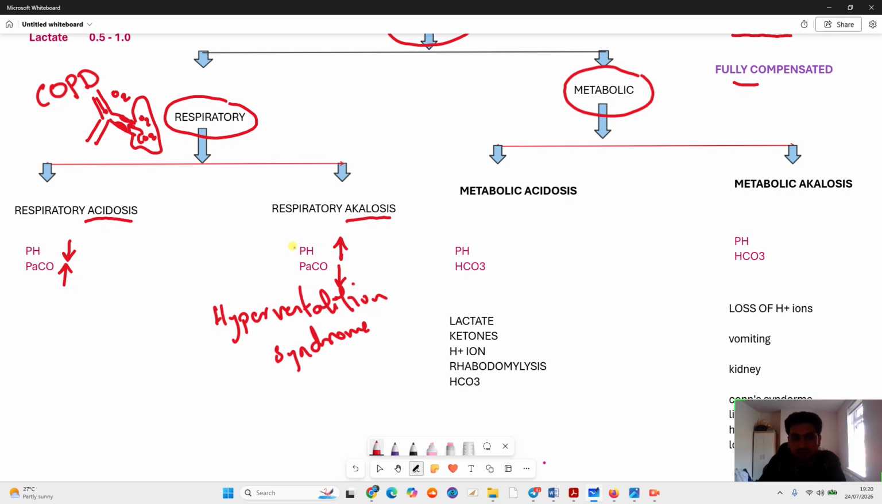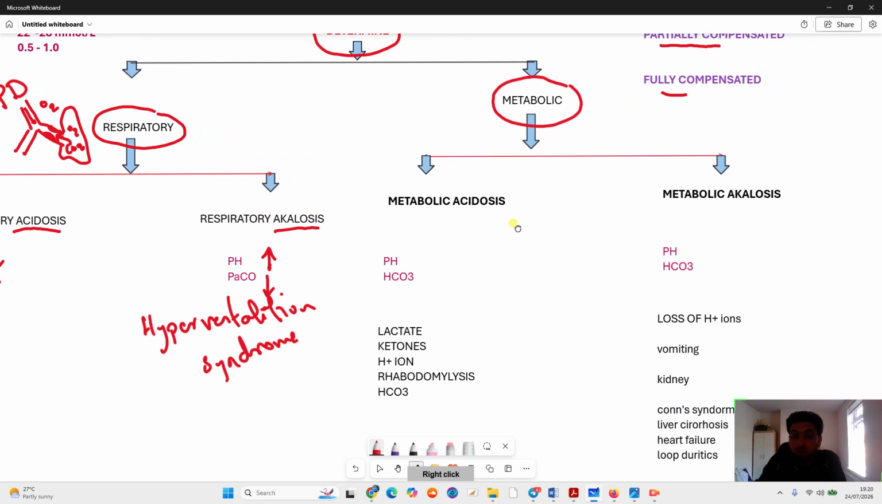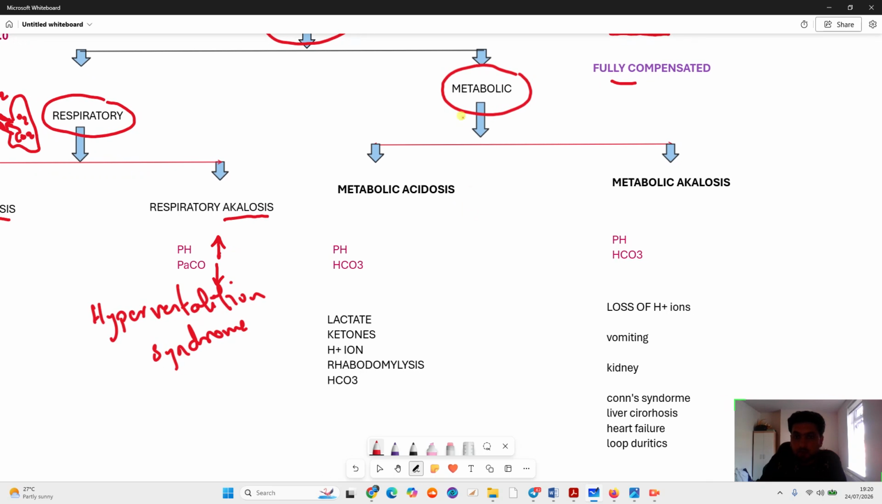So due to these two parameters, we determined whether it is respiratory alkalosis or respiratory acidosis. Then look to metabolic causes. For metabolic causes, mostly the kidney will be involved. So how will we find out whether it is a metabolic acidosis or alkalosis? It's very easy.